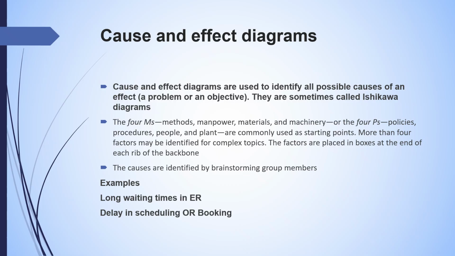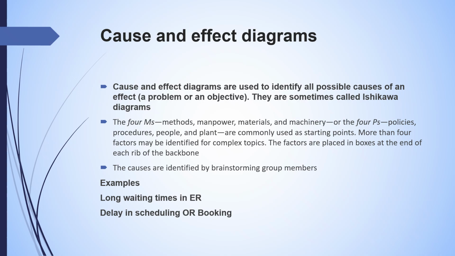More than 4 factors may be identified for complex topic. The factors are placed in boxes at the end of each of the rib of the backbone. I will show you an example. So the causes are identified by brainstorming with a group of members. Example, long waiting time in ER, delay in scheduling OR booking.